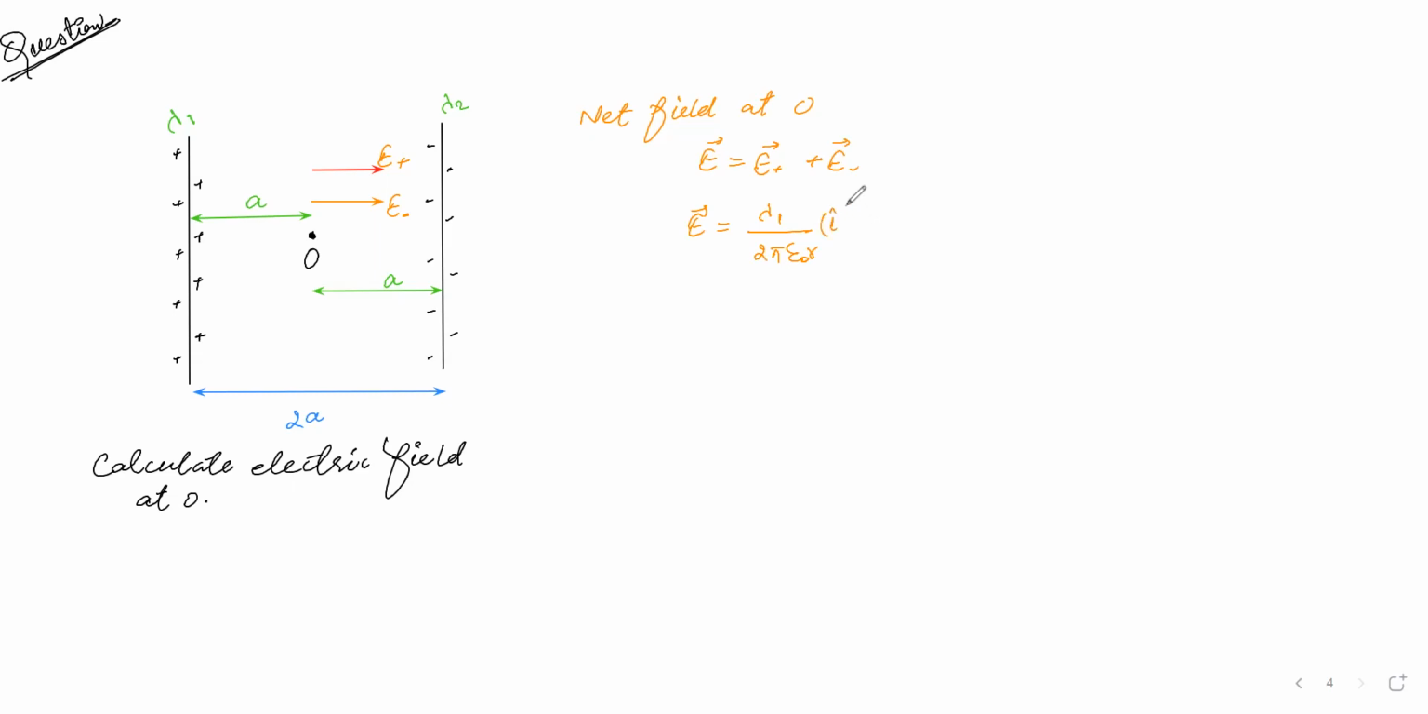The direction is along the plus x-axis, so we take i cap. Plus lambda 2 over 2 pi epsilon naught R, i cap. So E is equal to, taking common i cap over 2 pi epsilon naught R, the bracket lambda 1 plus lambda 2. Do you understand or not? Yes, sir. This is your final answer. Note it down, please.